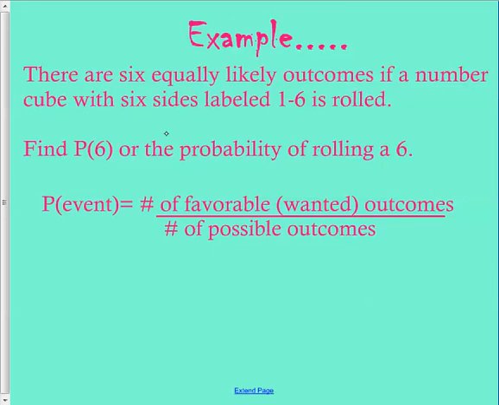So for example, there are 6 equally likely outcomes if we roll a die. Okay, find the probability of it landing on 6. We want the favorable outcomes. Okay, so 1 through 6 is labeled, so there's only 1 6 there. Out of the number of outcomes, if 1 through 6 is labeled, there are 6 possible. So the probability of rolling a 6, and we write it like this, the probability of rolling a 6 is 1/6.